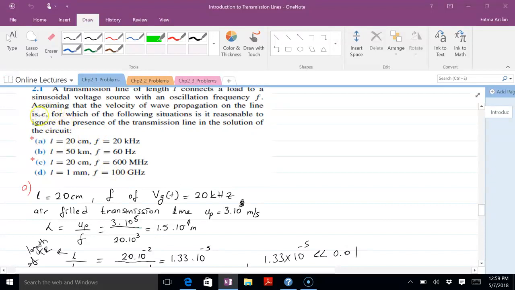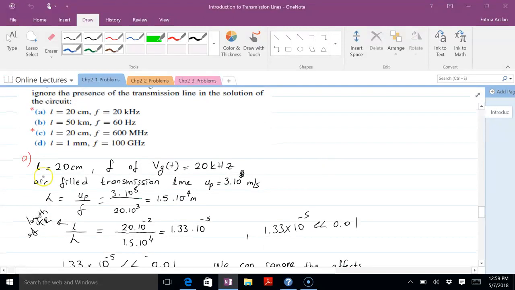Then those have a propagation speed of c, which is the speed of light. So that's 3 × 10⁸. Let's do our calculations. For length 20 centimeter, frequency is given as 20 kilohertz. If it is air-filled, then UP is 3 × 10⁸ meter per second. We'll just simply plug in and find the wavelength of this, again, potential or current wave.